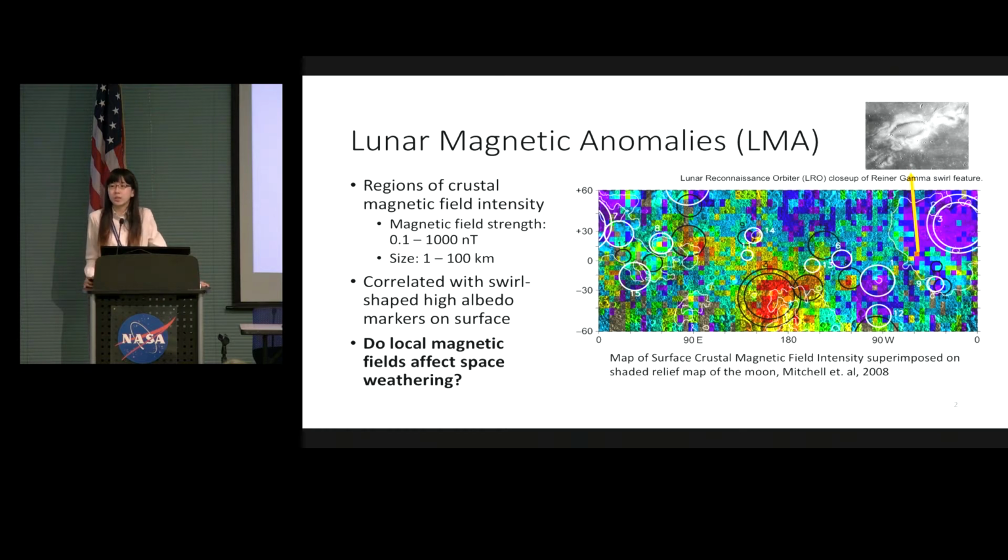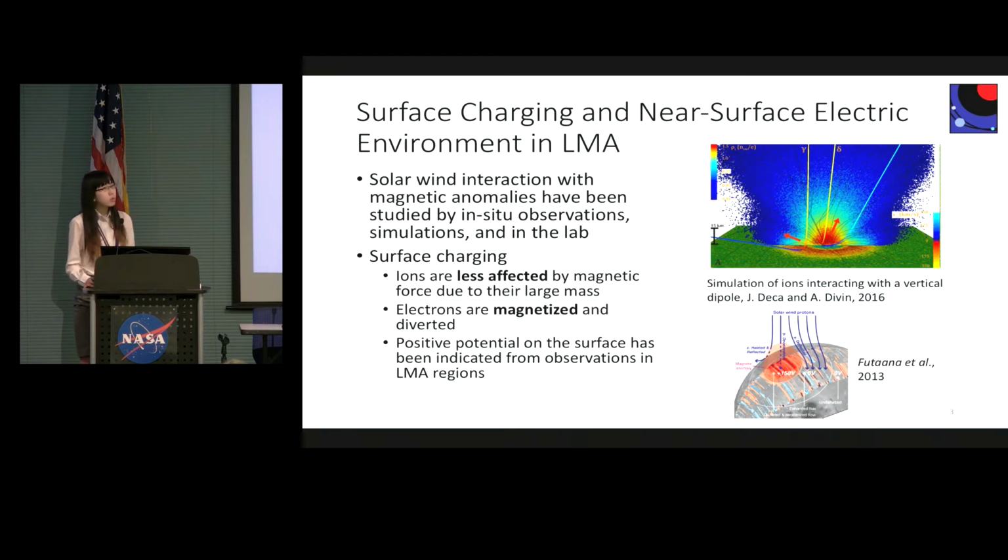And so this kind of leads us to wonder, what is the relationship between these local magnetic fields and space weathering caused by the solar wind? Now, the solar wind interaction with magnetic anomalies has been studied in a variety of ways, especially in situ observations and simulations, but not so much in the lab.